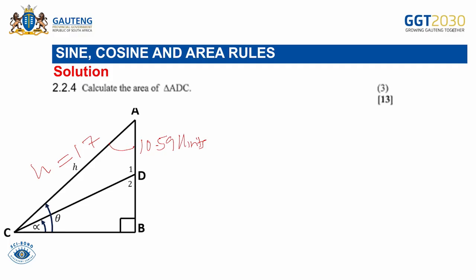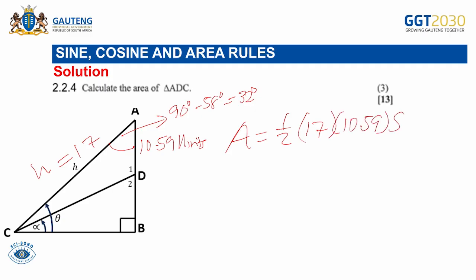Then we know the angle at A. We can get that angle at A is 90 minus theta, but theta is given as 58. So it's 90 degrees minus 58 degrees, which gives us 32 degrees. So it means you now have a triangle with two sides given and an angle between. Therefore, the area can be calculated. Our area will then become half multiplied by 17 multiplied by 10.59, times sine of 32 degrees. That's how you could have obtained your last 3 marks.